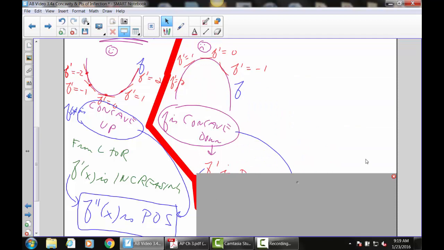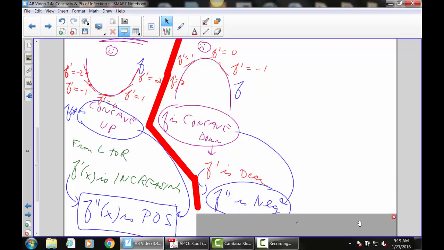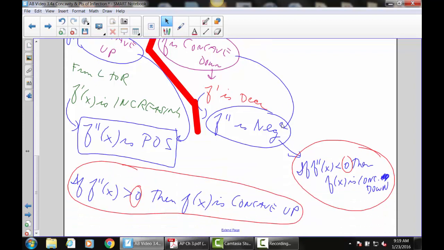Similarly, with concave down, you can look at the slopes. Now the slopes are getting smaller and smaller, which means the first derivatives are decreasing. Hence, the second derivative must be negative. So when a graph is concave down, its second derivative is negative. And conversely, if the second derivative is negative somewhere, then the original function must be concave down there. So second derivative positive, graph is concave up. Second derivative negative, graph is concave down.